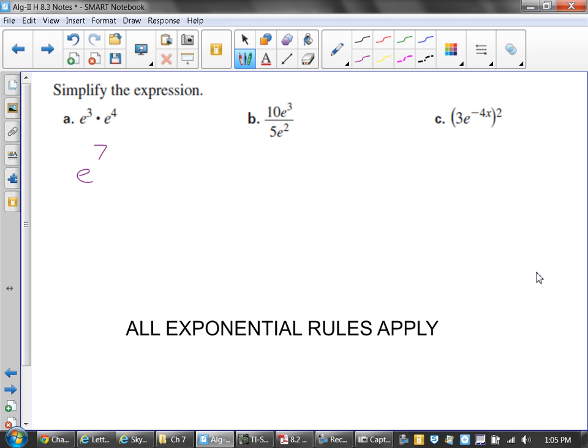And the next one, I have 10e to the third power over 5e squared. Take care of your numbers first. What happens? 2e over e. 2e. Yeah.